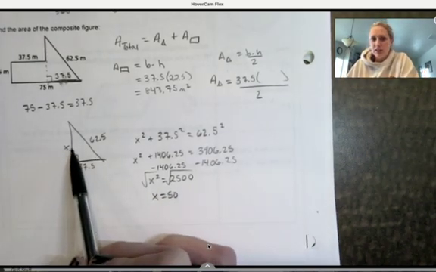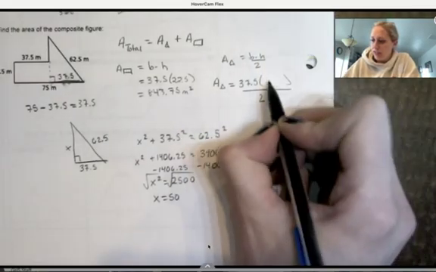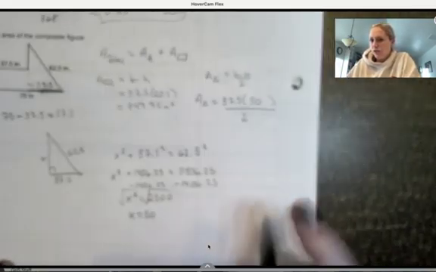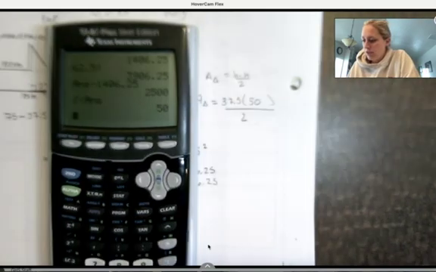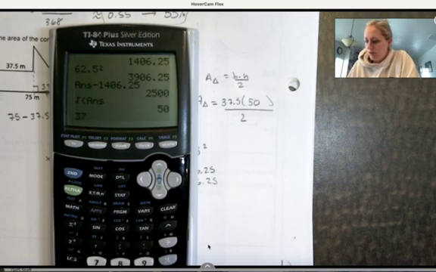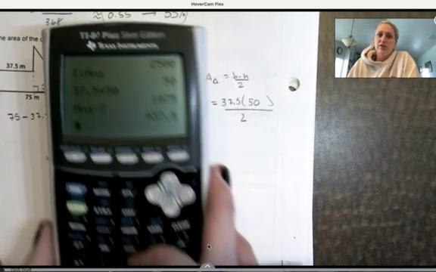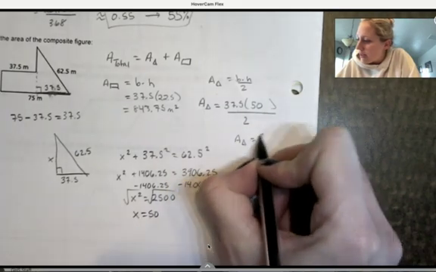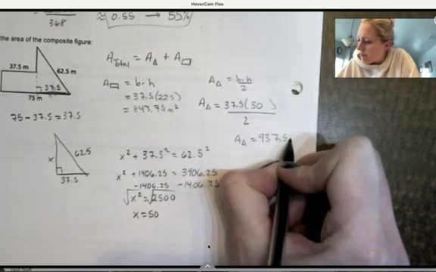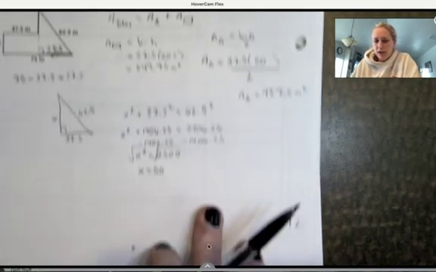So x for us was the height of this triangle. So now I'm going to take 50 and plug it in here. Okay, so we have 37.5 times 50 divided by 2. So 37.5 times 50, and then divide by 2, and we get 937.5. So area of the triangle is 937.5 square meters.